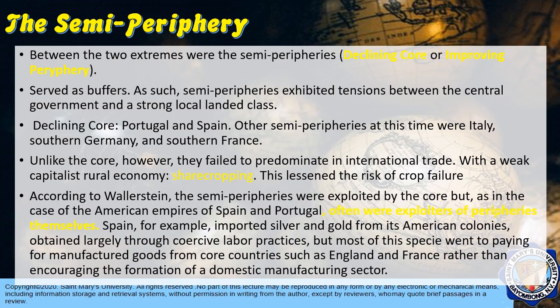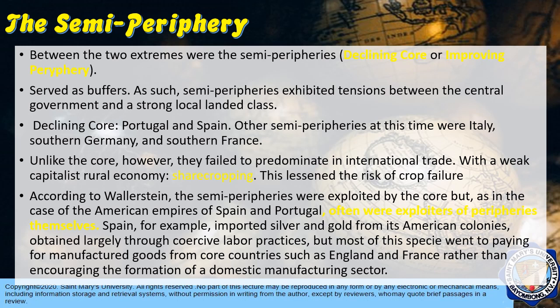According to Wallerstein, the semi-peripheries were exploited by the core. But in the experience of the American empires of Spain and Portugal, such as Mexico, they were exploiters of the peripheries themselves. So, in short, the core exploited the semi-periphery, and the semi-peripheries exploited the periphery. That is the logic behind that.